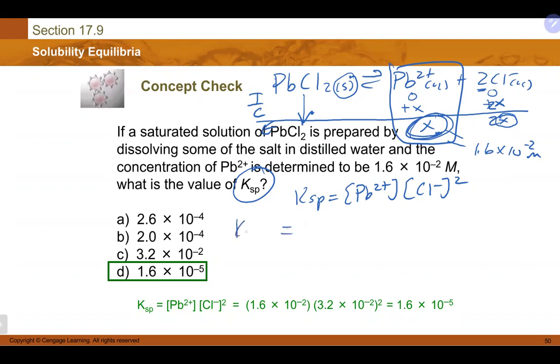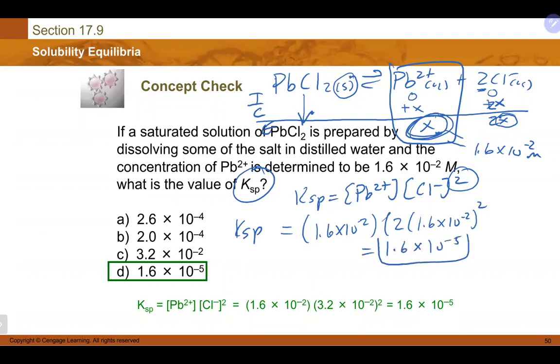We know that the KSP in this case would be 1.6 times 10 to the minus 2 times 2 times 1.6 times 10 to the minus 2, and we still need to square it. So we can put our values in there, and if we do that, we should end up with what's on the bottom there, hopefully. So 2 times 1.6 times 10 to the minus 2, we'll square it. That will give us 1.6 times 10 to the minus 5 as our KSP value in this particular case.